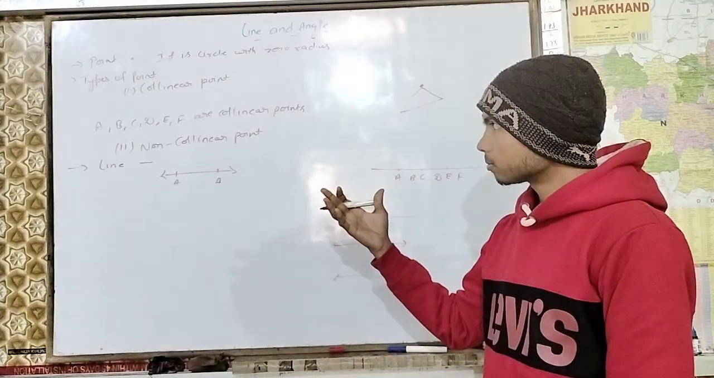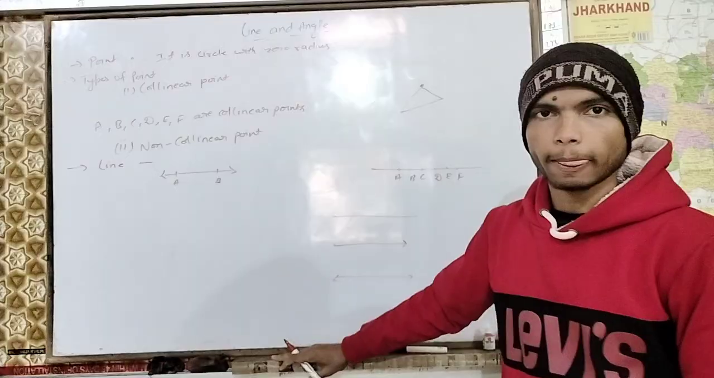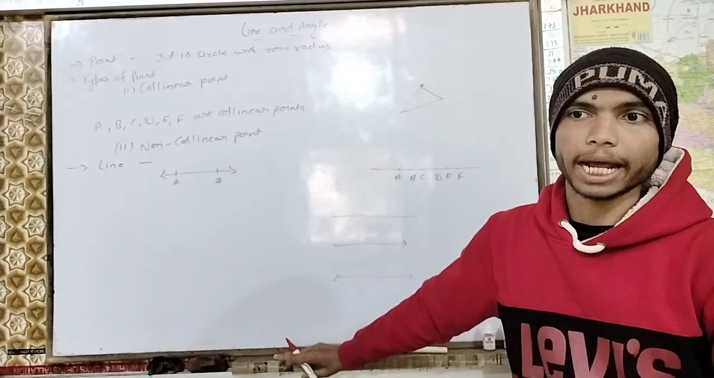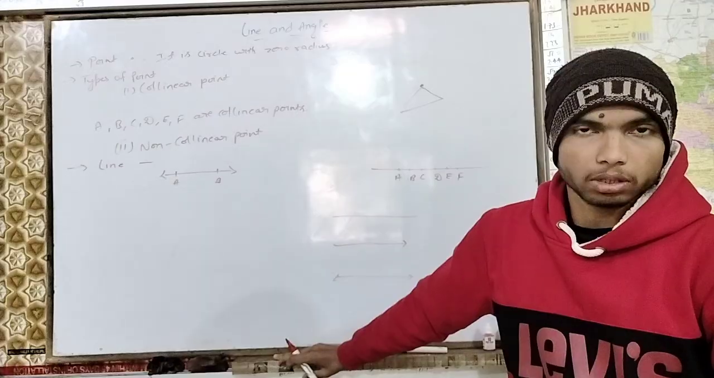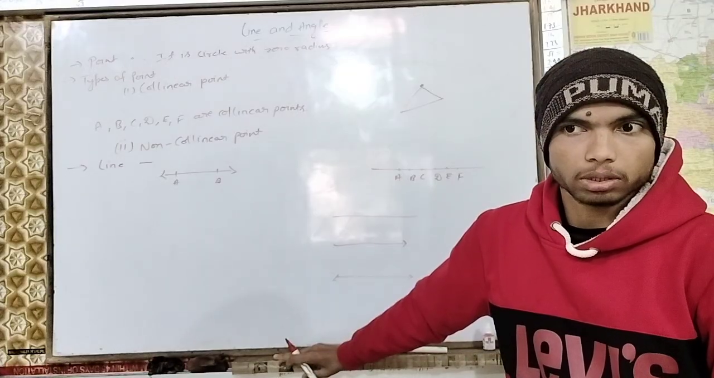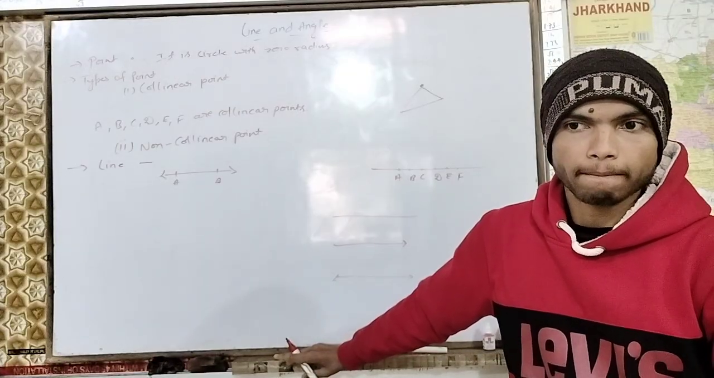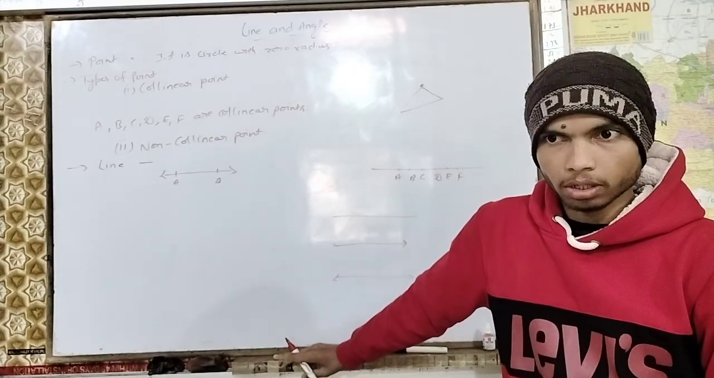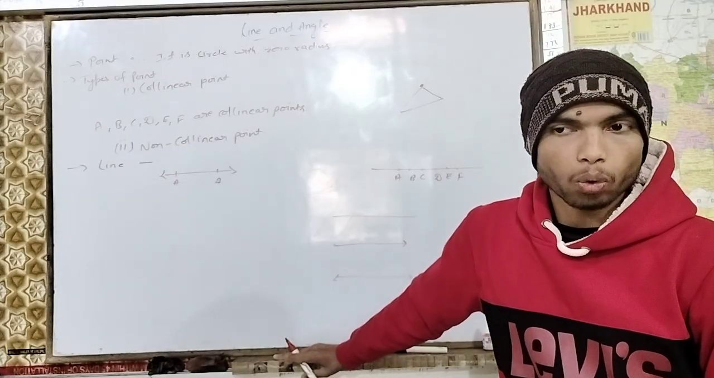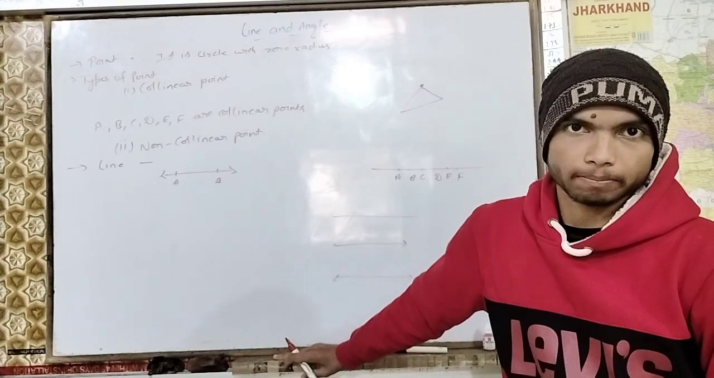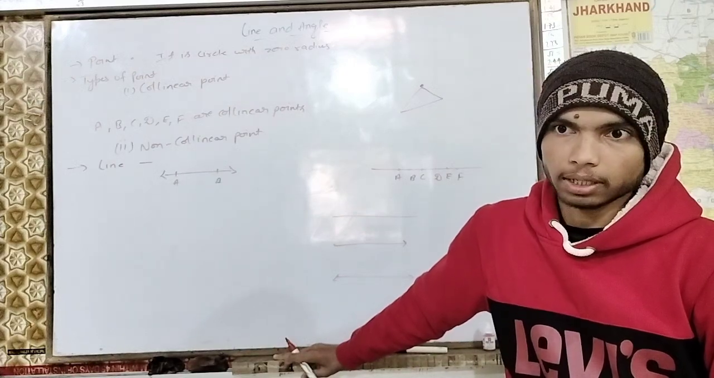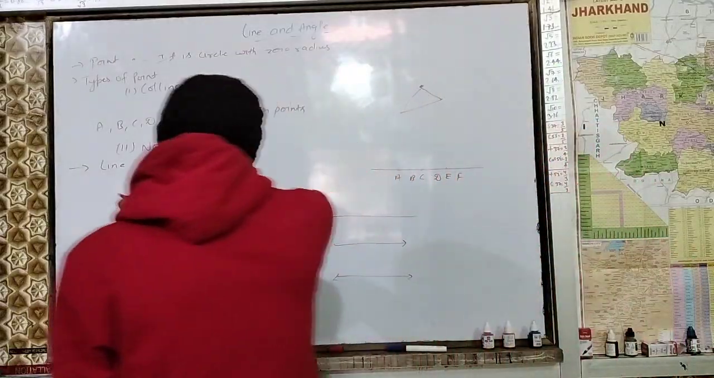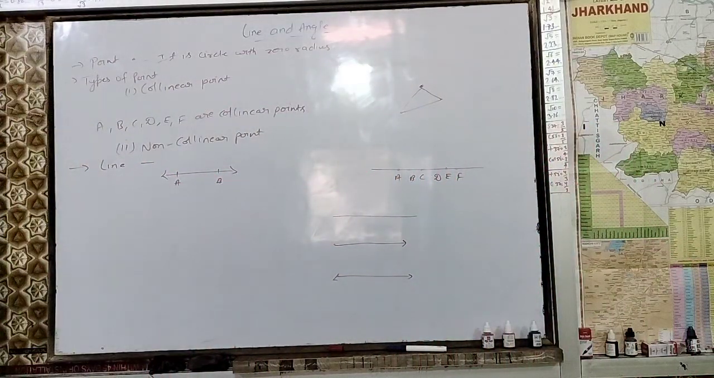Now, so the definition is what? A line is made of a lot of points with a length, and there is no end on both sides. Okay. Now let's come to the types of line.